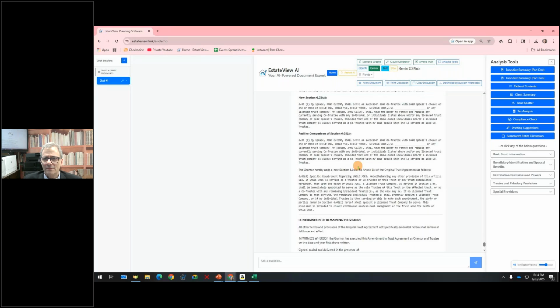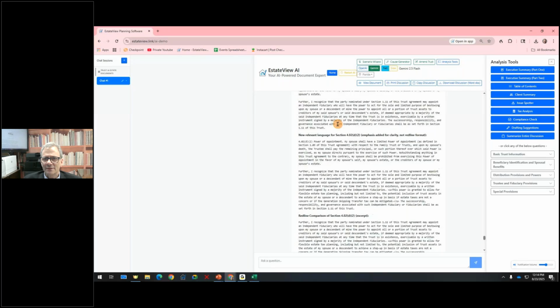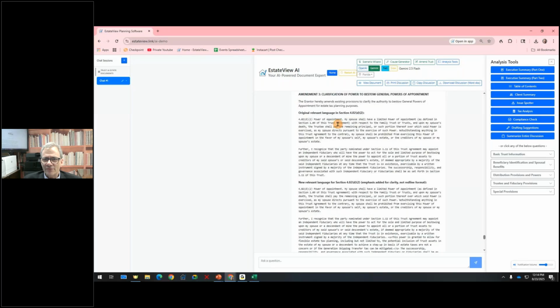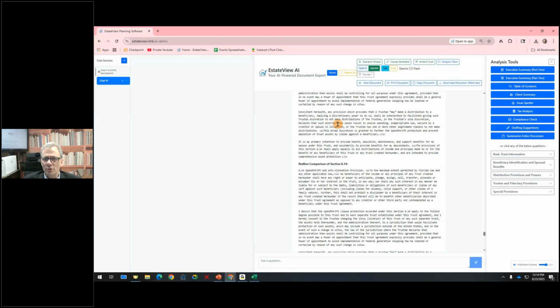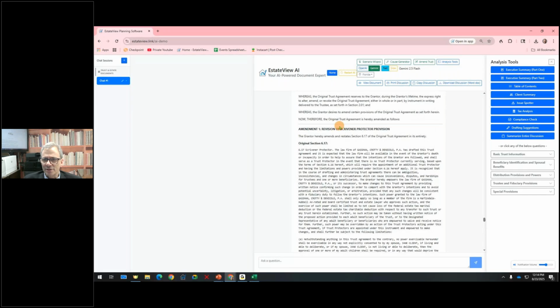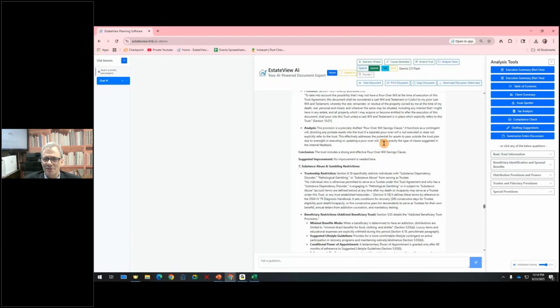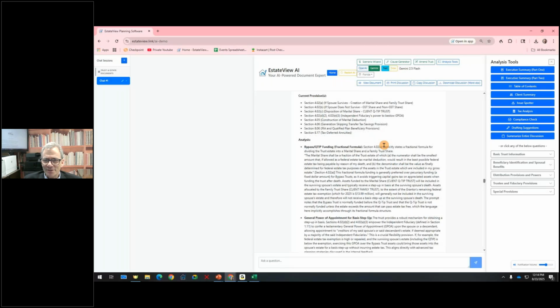So, amendment to trust. Let me find the beginning of it. After it does the analysis, I ask it to prepare a trust amendment. And it does prepare a trust amendment. And boy, is this a comprehensive one. Look at how many pages this trust amendment is. The thing is, I don't have to use all these pages.